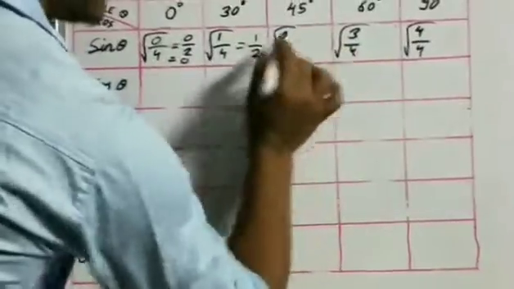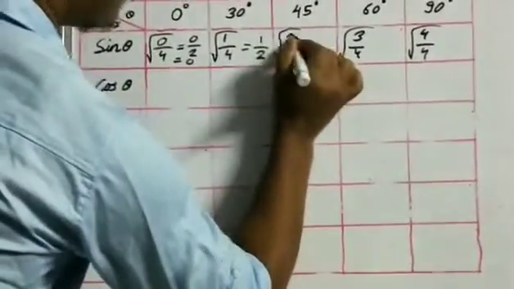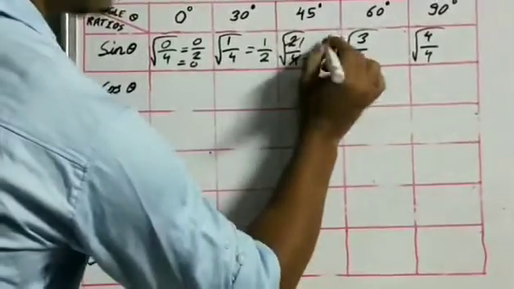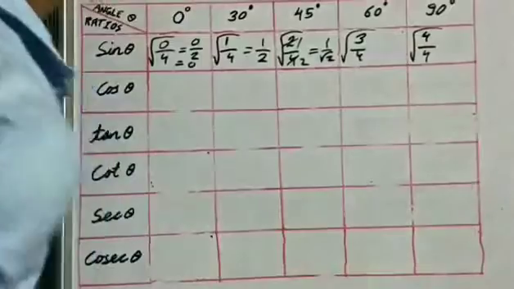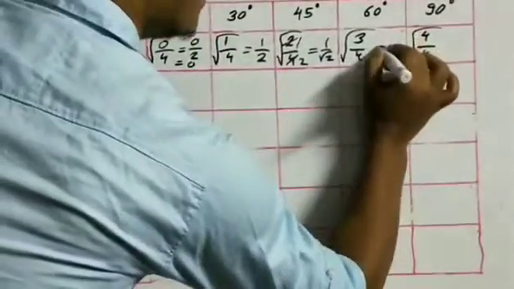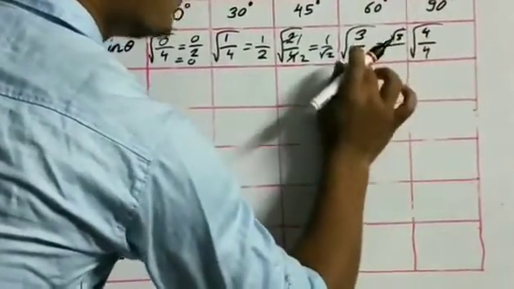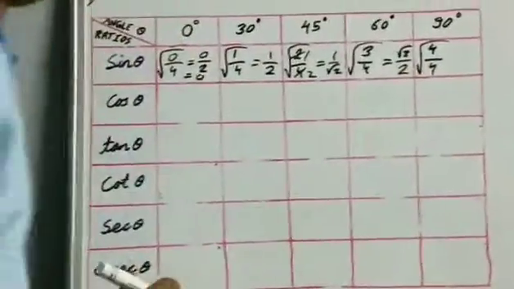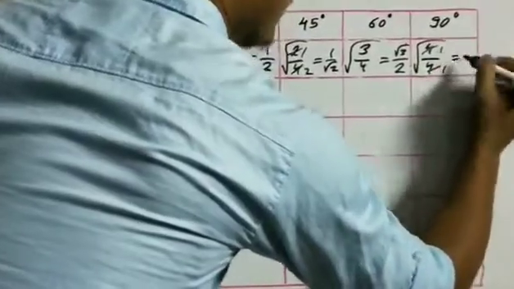Here make it in short fraction. Therefore square root of 1 is 1 and the square root of 2 is root 2. Here the square root of 3 is root 3 and the square root of 4 is 2. The square root of 4 is 2, and the square root of 1 is 1.